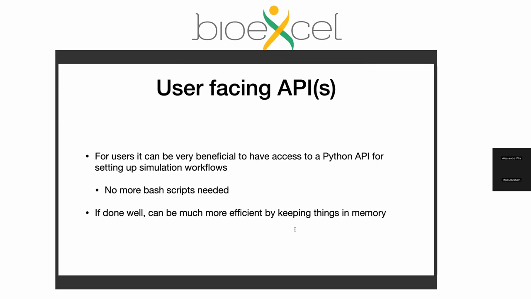It's also much nicer to have a Python script than some bash script calling programs where all kinds of things can go wrong. So error control is also much better handled in such cases. This we need to work on. We have the GMX API, but it's problematic because of the reasons I said before.